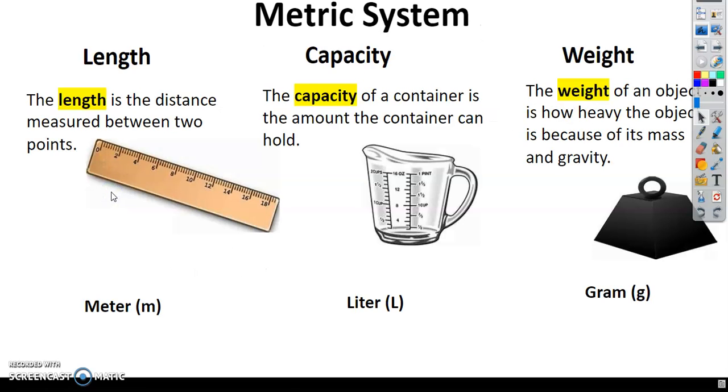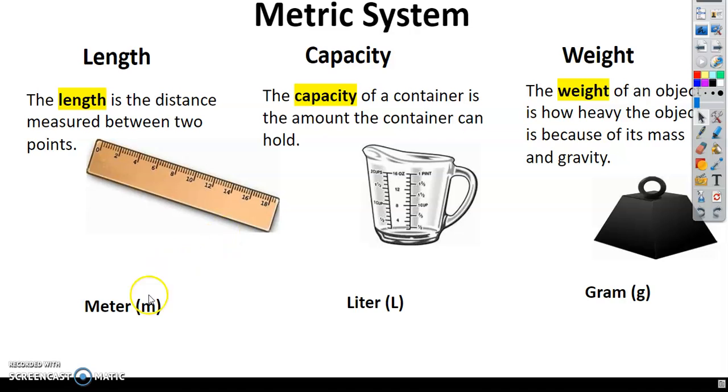That brings me to today: we're starting the metric system. A lot of the things you came up with that you measure can be measured by length, capacity, and weight. If I'm talking about length, the length is the distance measured between 2 points. So you may have come up with things like feet or miles or yards, inches, right? That is what we think about length in the customary or standard system. We'll come to that on Monday.